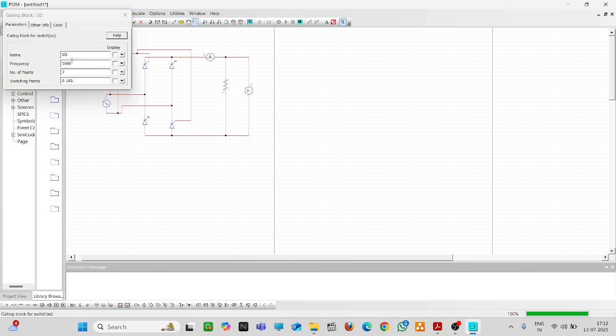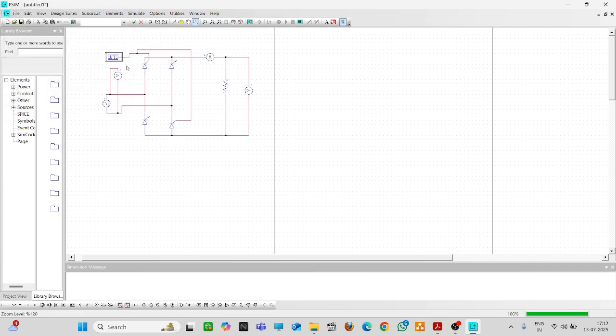Now the frequency is 50 hertz and the switching point is used to provide the firing angle. Suppose your firing angle is 30 degrees, because the range of firing angle is between 0 to 180. So you can have the firing angle at any given angle, that is 30, 45. We will give 45 degrees. I think this is okay for T1 and T2.